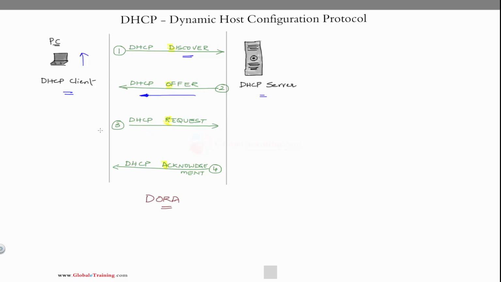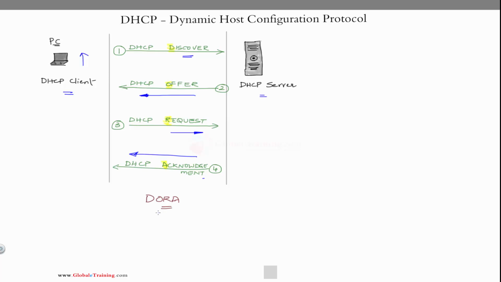And the client will accept the offer and says, hey, you know what? I'm good. I'll use this particular IP address. And it's called DHCP request. And then once the DHCP server receives the request, it says, okay, I'm going to mark that specific IP address for you, and you can go ahead and use it, and it sends acknowledgement.